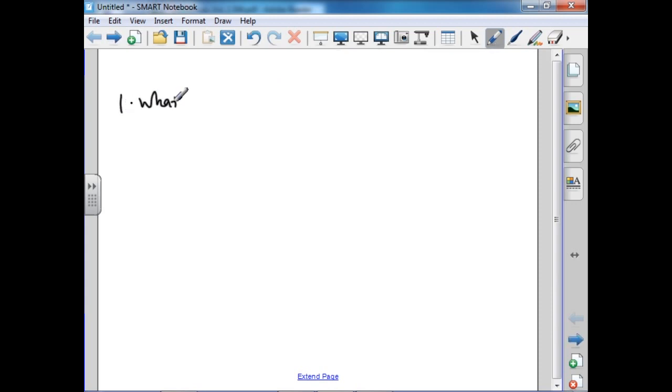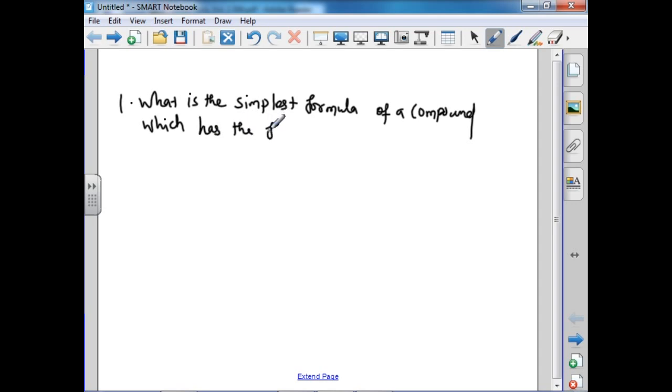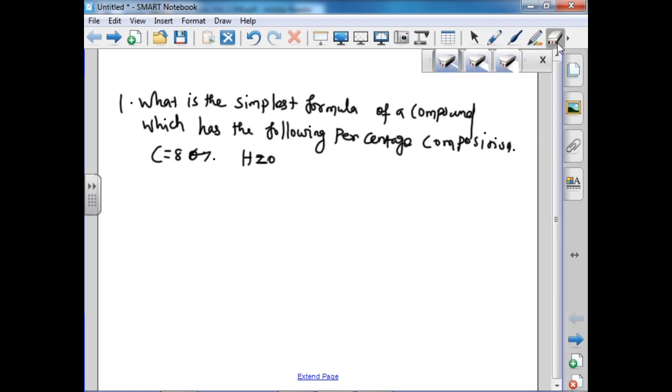What is the simplest formula of a compound which has the following percentage composition: carbon 80%, hydrogen 20%. This is the question. Now we are going to calculate the simplest formula.